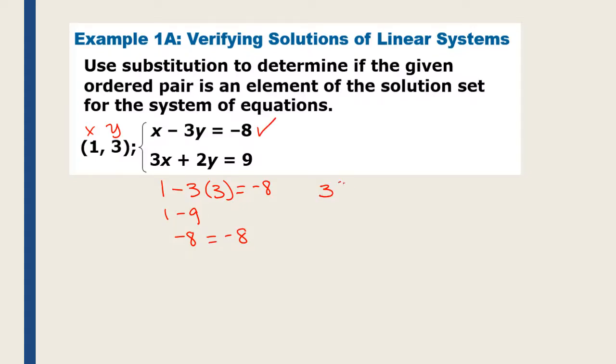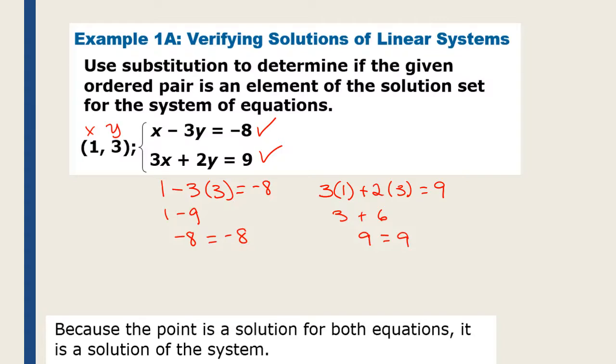Let's try the other one. 3 times 1, our x, plus 2 times 3, our y, is going to equal 9. 3 times 1 is 3, plus 6 is 9, and 9 equals 9, so it's true for both of them. Therefore, we can say because the point is a solution for both equations, it is a solution of the system.